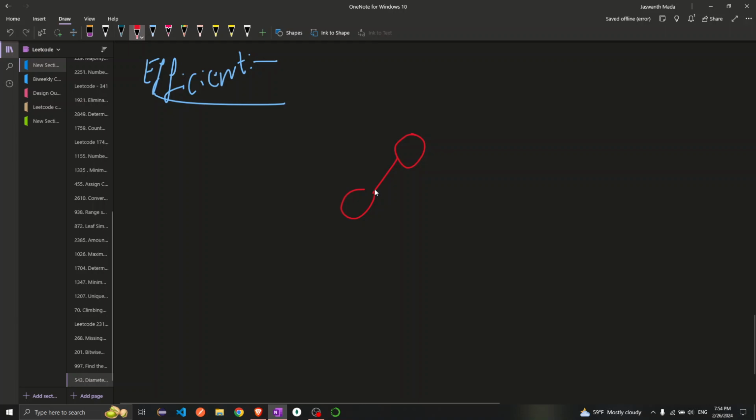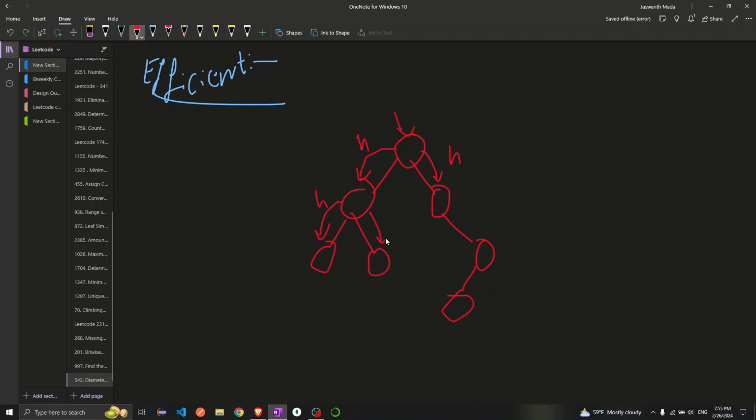Suppose we have a tree like this. What I'm going to do is, if I'm here, I'll go and find the height of the left subtree and go and find the height of the right subtree. And for this node as well, I'll say go and find the height of the left subtree, go and find the height of the right subtree. For this node, I'll say the same, height.